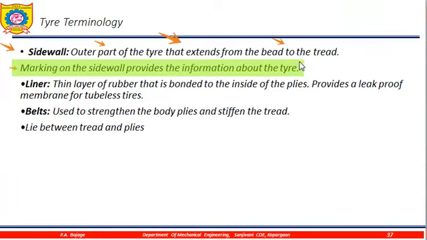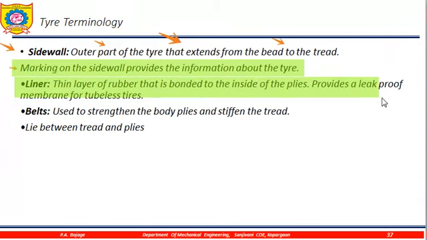What are the specifications? What is the liner? A thin layer of rubber that is bonded on the inner side of the plies that provides the leak-proof membrane to the tubeless tire. So basically you can also call it the tube of the tubeless tire. It is a thin layer which bonds the membrane, and it provides a leak-proof membrane.